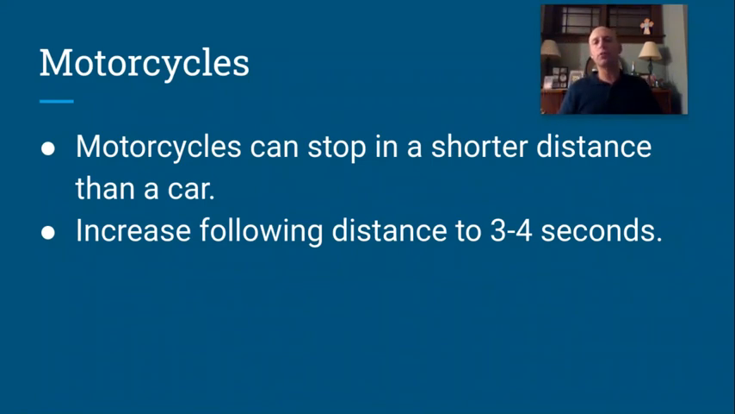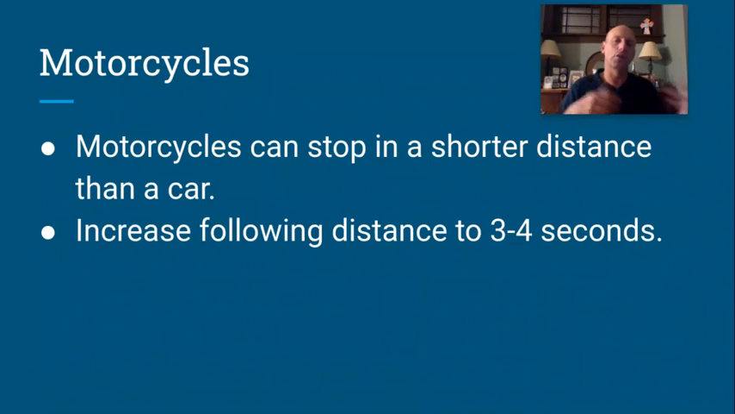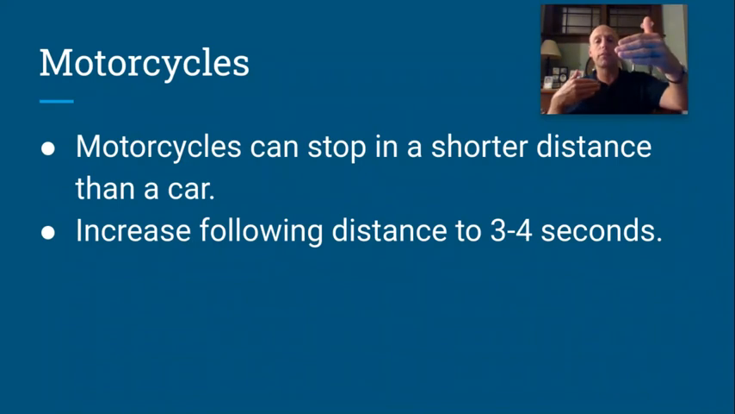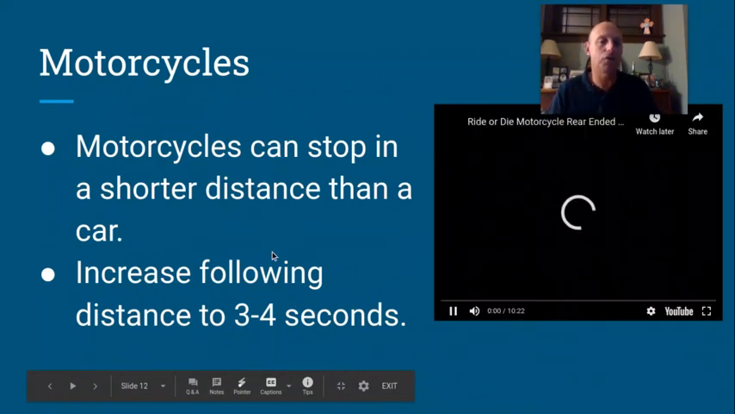The reason that you increase following distance behind motorcycles is that in general, motorcycles can stop quicker than a car can stop. Now, that all depends on the size of the motorcycle and the road conditions and the skill of the motorcycle rider. But in general, motorcycles can stop faster than cars. So you need to give extra space, because if that motorcycle slams on their brakes, you don't want to run into the back of them. That's really important.